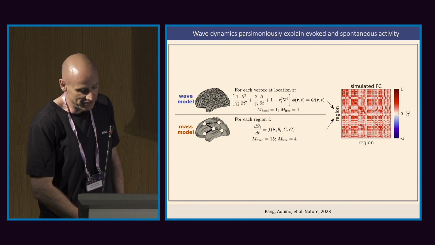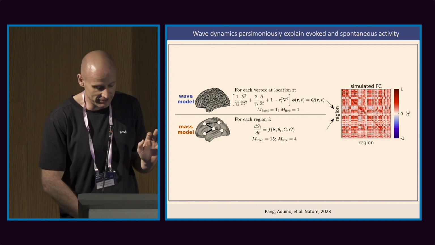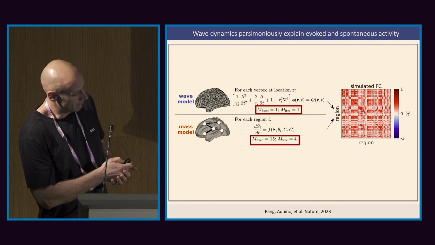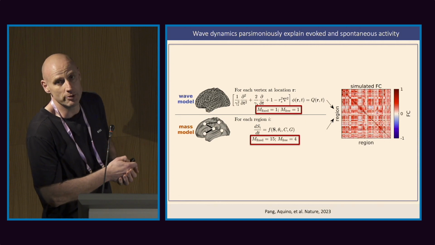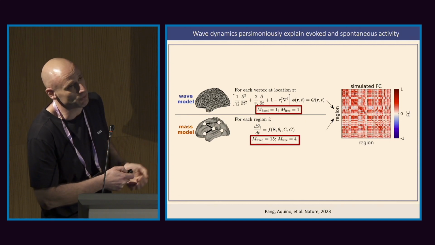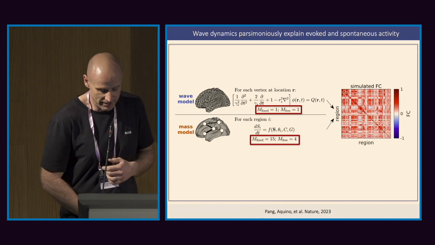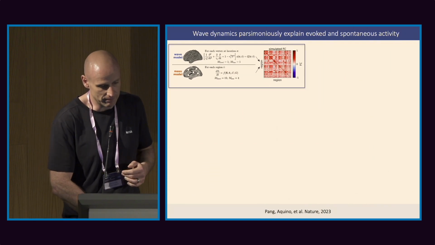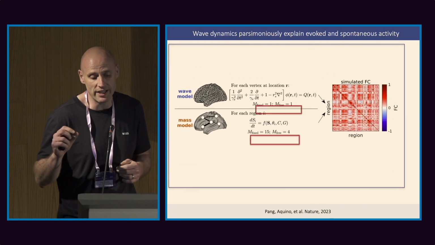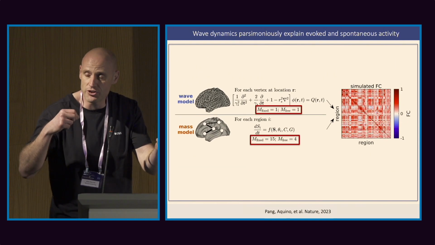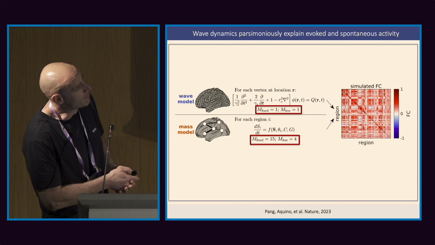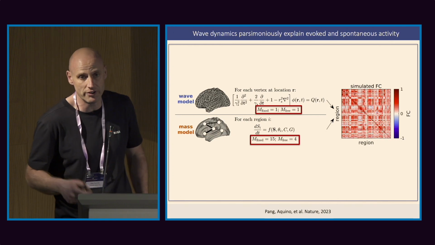And I just want to point out there's a very big difference in model complexity. The wave model only takes the T1 geometry as input and has two parameters, one that's fixed, one that's fitted to the data. The mass model requires T1 and a diffusion MRI map of connectivity and has 19 parameters, 15 that are fixed and 4 that are fitted to the data.